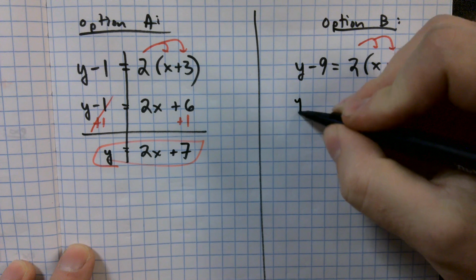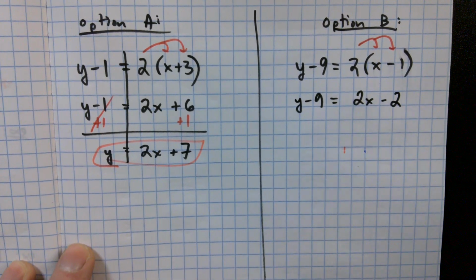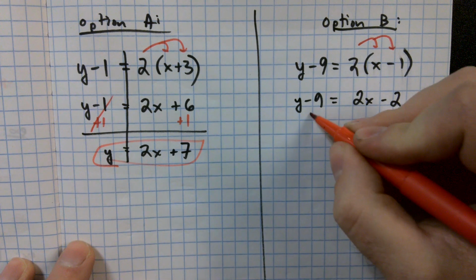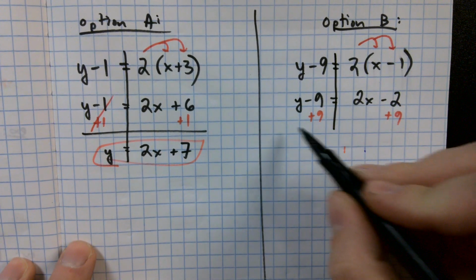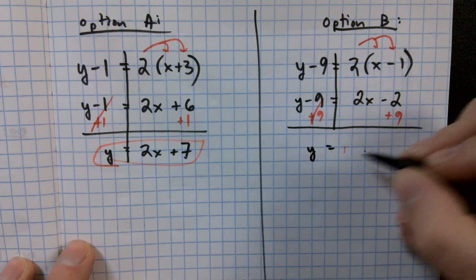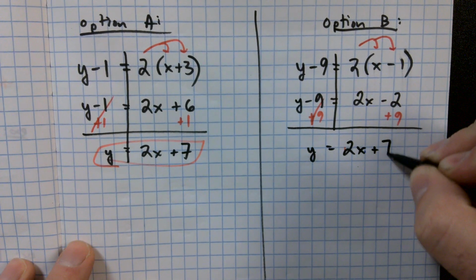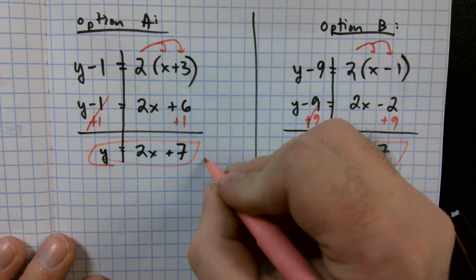If I distribute that 2, it turns into 2x minus 2. What do I want to do now? Add 9. What is negative 2 plus 9? 7. So I end up with y is equal to 2x plus 7. Is that the same equation we got from option A?